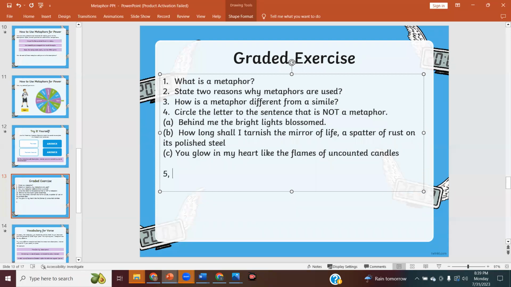Number 5. Circle the letter. Please write down the questions as well as the options. Circle the letter to the sentence that is a metaphor.